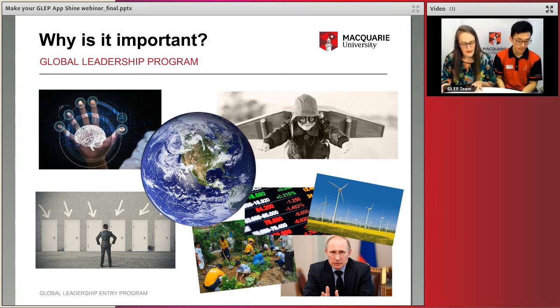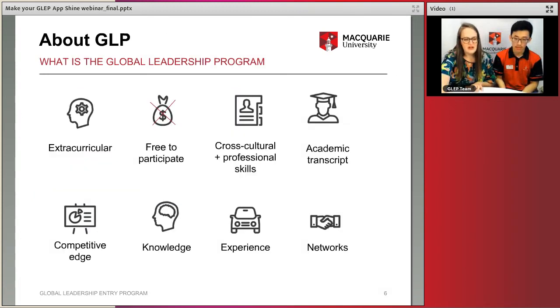Okay, so a few more things about the GLP. It's extracurricular, okay? It means it's not a degree you do here at the university, you do it in addition to your studies. It's free. You'll probably be poor when you're a student. This is the general experience of university students, okay? You're working maybe part-time, studying full-time. We don't have any fees for you to participate in the Global Leadership Program.